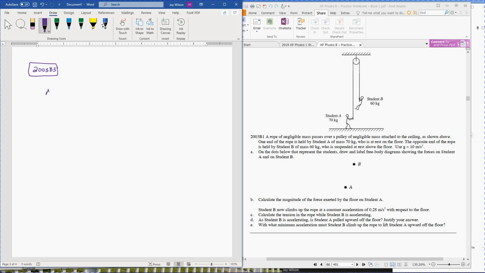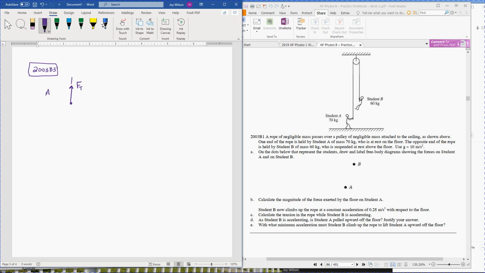On the dots below, we're supposed to represent the forces on each person. So on student A, my dot for student A, I will have a force tension that's going to try to pull that person up. So B is holding on, so student A's arms are going to get pulled up in the air. So they're going to have to apply a force down on the rope to hold the other person up. So student A's getting pulled up.